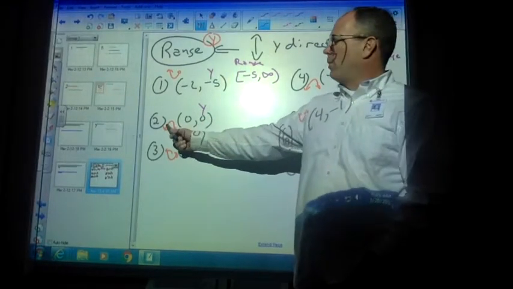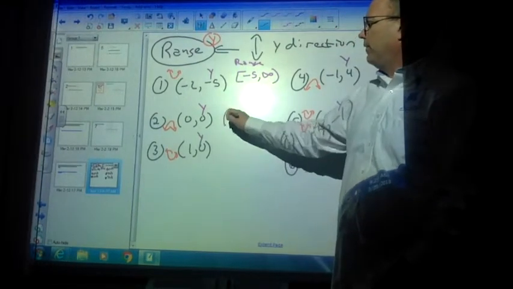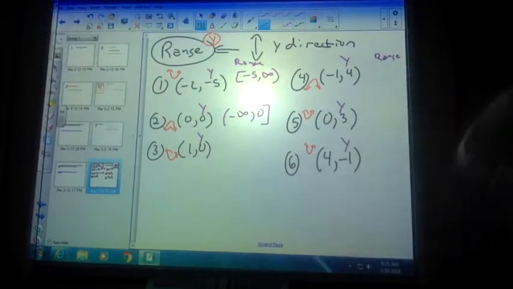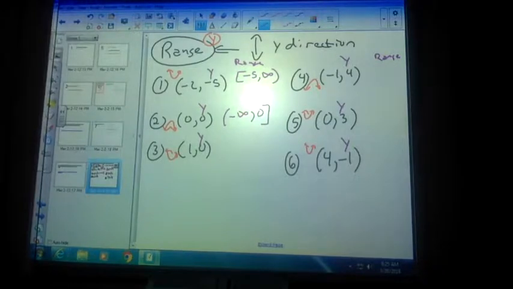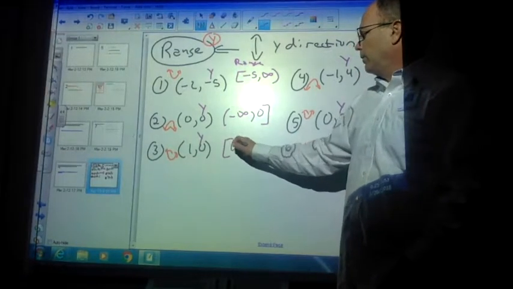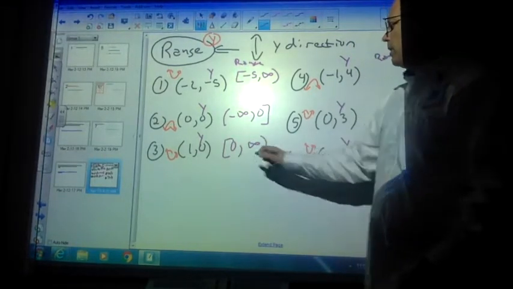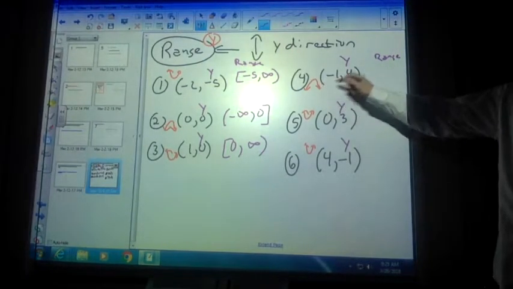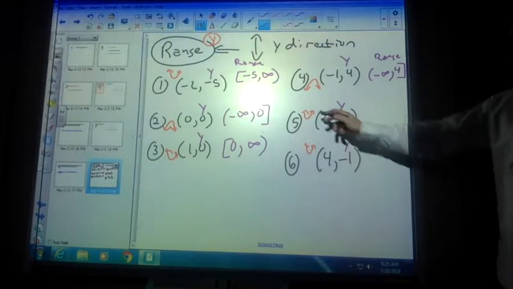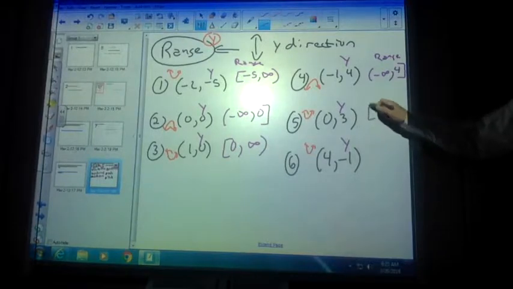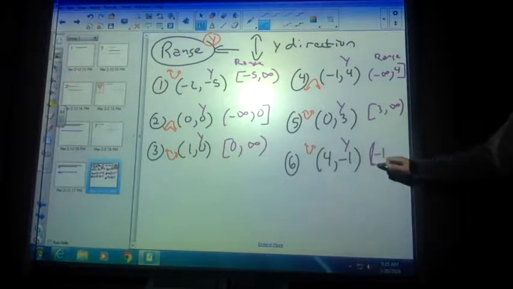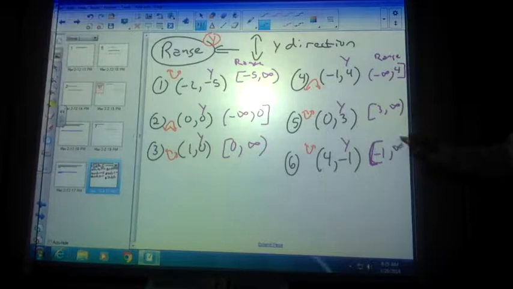Now, this one opens down. So I'm coming from negative infinity, and I'm going up to 0. The graph will go above 0 in the y direction, but it came from negative infinity. Number 3 opens up, so it's going to come from 0, because that's the y component of the vertex, and go to infinity. This one opens down, so the range goes from negative infinity up to 4, square bracket. This one opens up, so it starts at 3 and goes to infinity. This one opens up, so it starts at -1, square bracket, and goes to infinity.